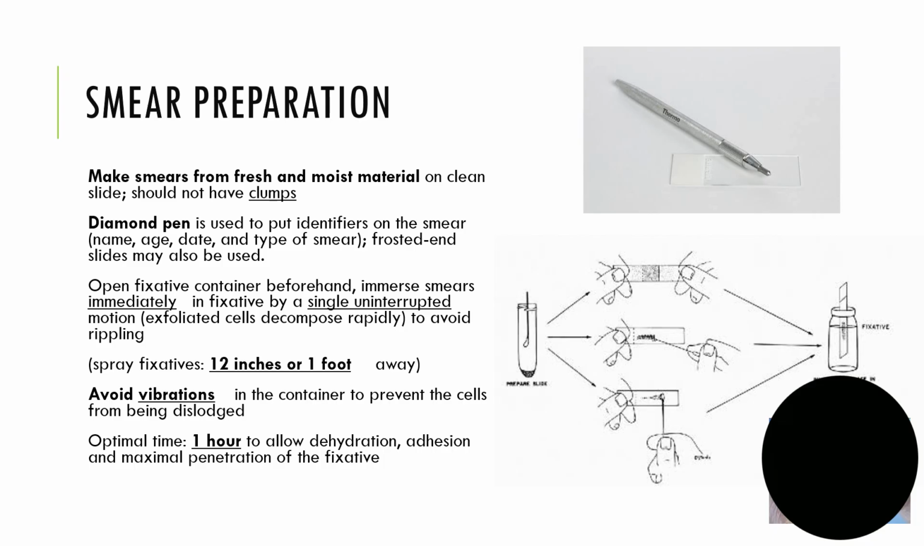Apply it on a clean glass slide and critically do not create clumps. Clumped cells obscure nuclear details, which is what we rely on for cytologic diagnosis. Next, you can use a diamond pen to inscribe patient identifiers directly on the glass, such as name, age, date, and type of smear. Alternatively, you may use frosted end slides where you can write with a pencil. This step is non-negotiable for patient safety and specimen integrity.